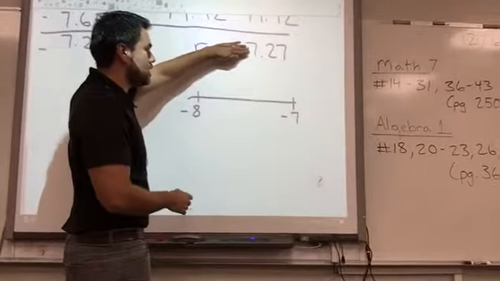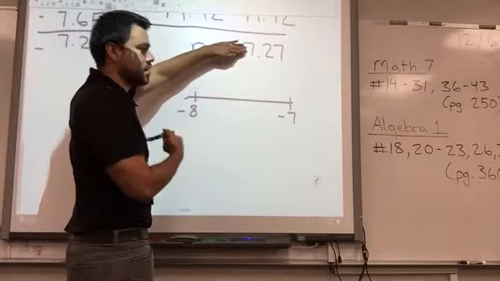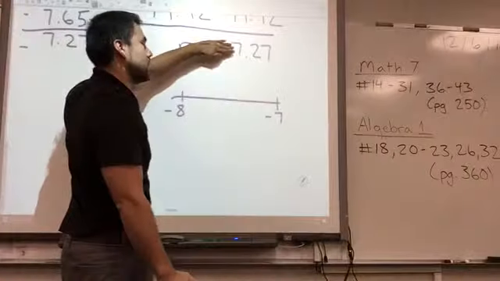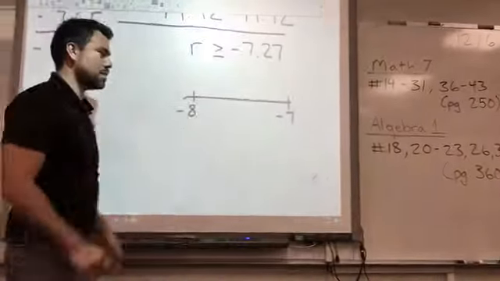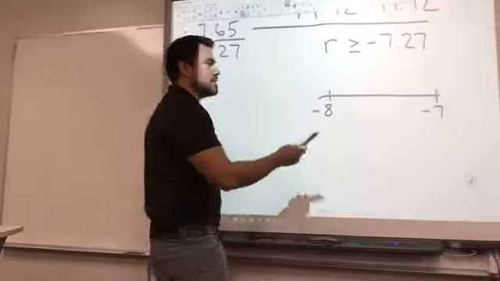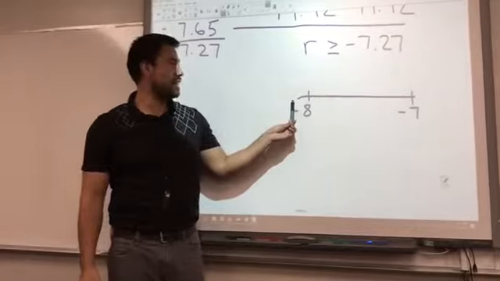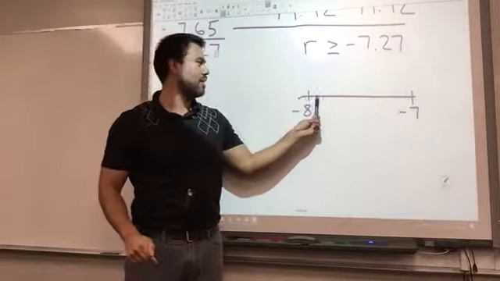If this were positive, what's the integer before 7.27? 7. What's the integer after 7.27? 8. But now it's reversed because of the negatives. All right, you guys tell me when to stop. Please be careful here, because this is tricky. -7.27. All right, ready?